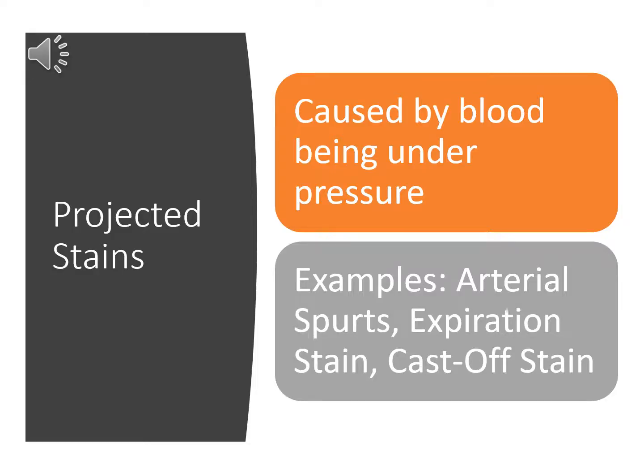So instead of considering just the passive stains that were affected mainly by gravity, or the transfer stains by wiping a bloody object along a non-bloodied surface, we finally come to projected stains. So these are different because these are caused by the blood being under pressure. So some examples here are the arterial spurts, where the pumping action of the heart actually propels that blood forward through an artery. There's expiration stain or cast-off stains, where there's additional force, not just gravity or the object swiping. So let's go ahead and look at some of these stains.